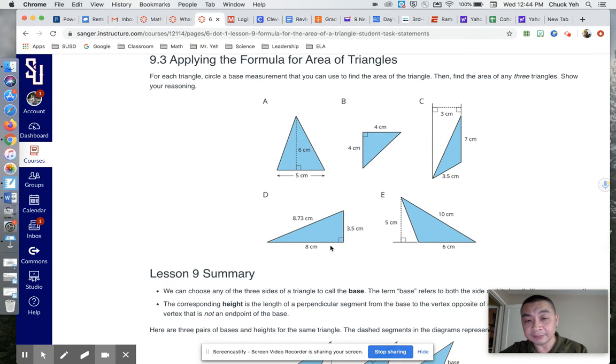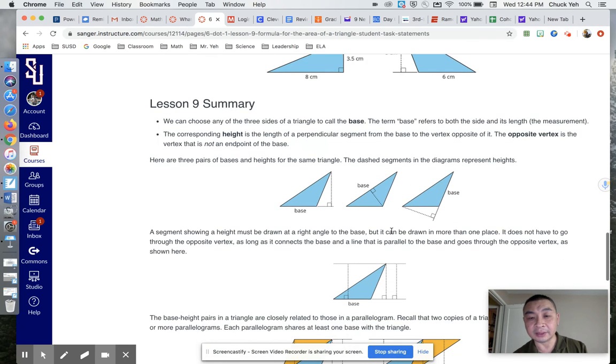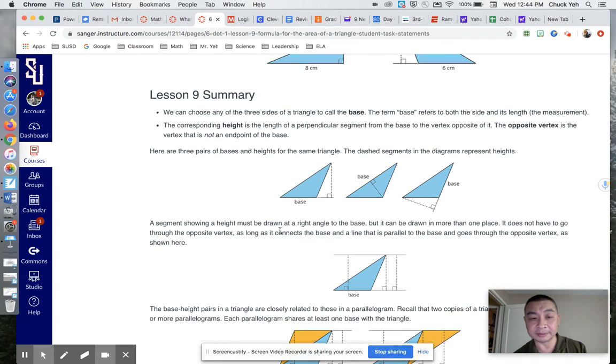Okay, on D, the base is 8, and the area is 14. Because 8 times 3.5 is 28. 28 divided by 2 is 14. 14 square centimeters. And then E is, what's E? 15, right. 15 square centimeters. Because the base is 6. So the base is 6, so 6 times 5 is 30. 30 divided by 2 is 15. All we have to know is kind of like the top part of here. Okay, so go ahead and read that part. Just the top part is what's important.